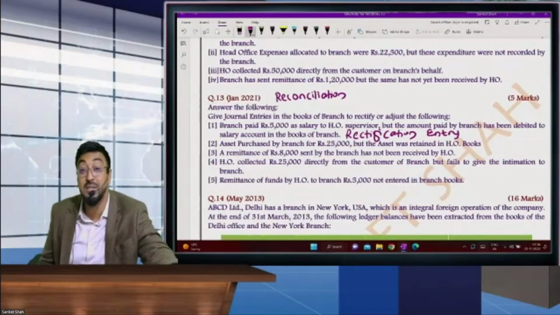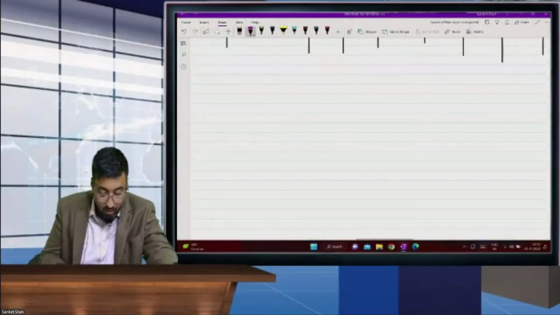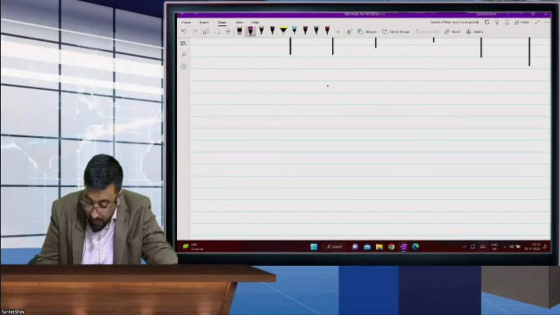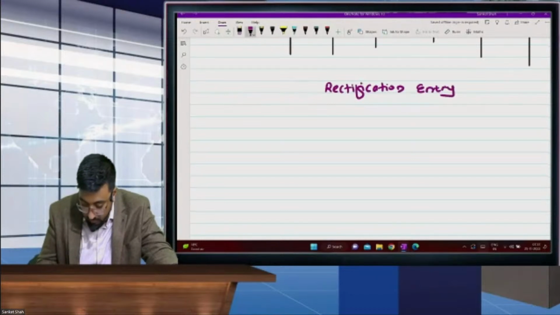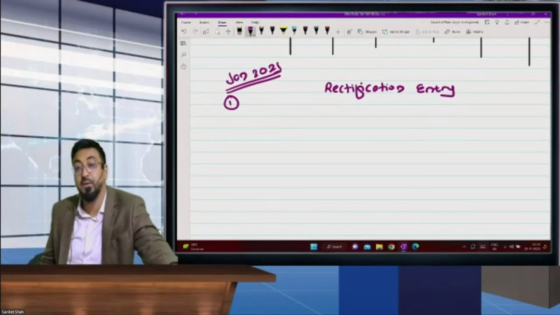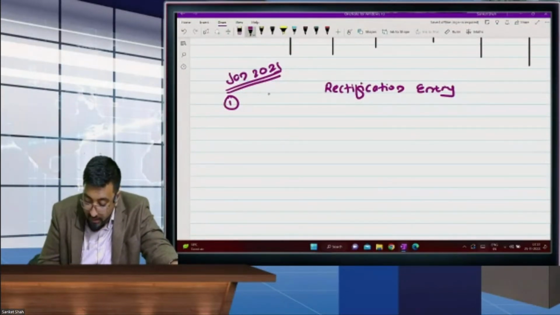So you can write over here, this is rectification entry. Rectification entry means mistake. Now we have to solve the mistake. So now, yes, for understanding purpose, I will write rectification entries. But in exam, you can write directly. So first transaction. This is Jan 2021. We will do first rectification entries and then RICO entries. So rectification entries, how to write beta? I will teach you the technique.